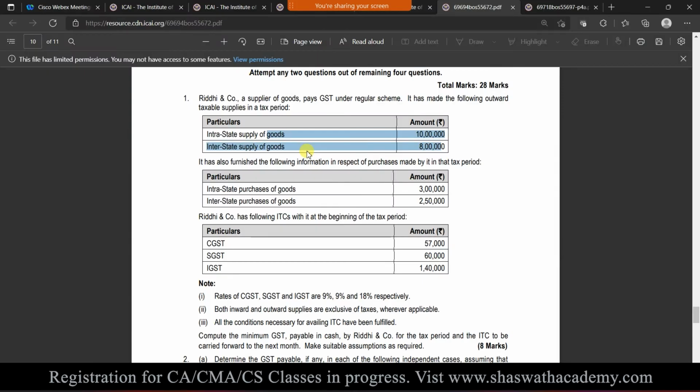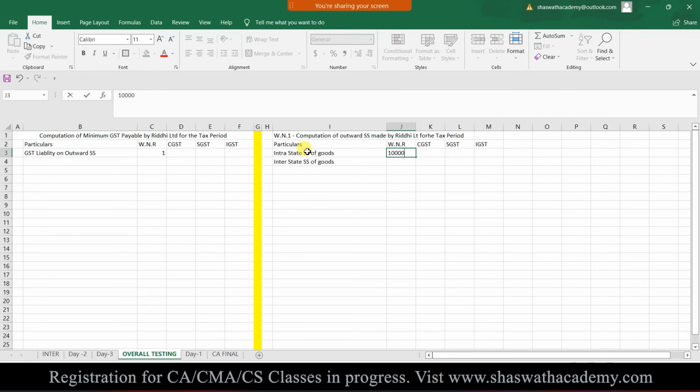Working note is not required. Straight away it is going to be 10 lakh and it is 8 lakh. No explanation, nothing, straightforward, because it's self-explanatory. So look at this, I am populating my liabilities and I have done it. There is nothing else, so I am going ahead.